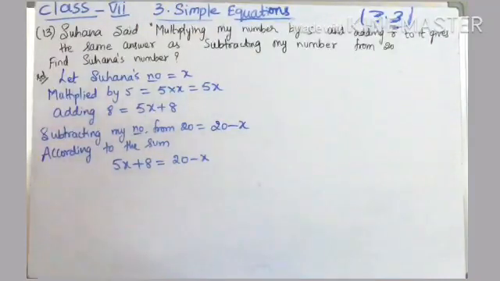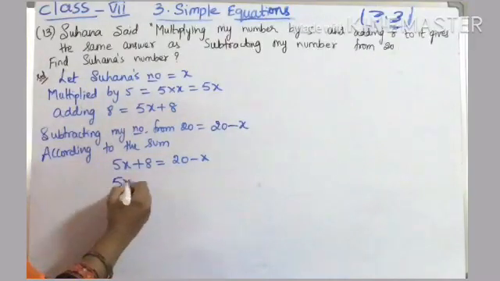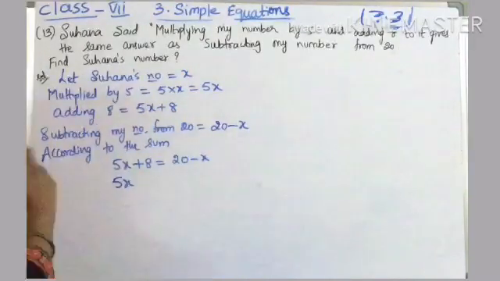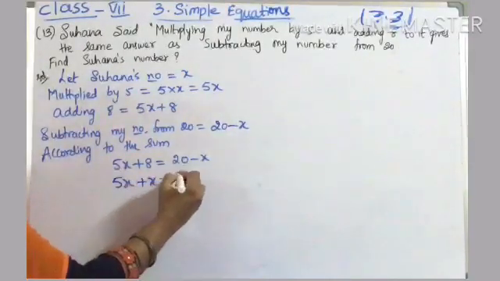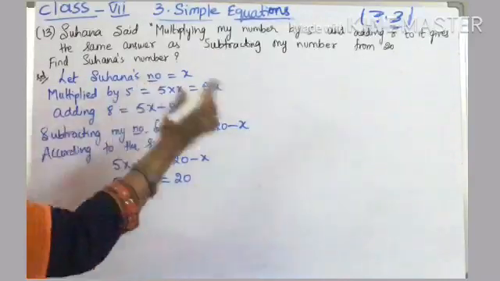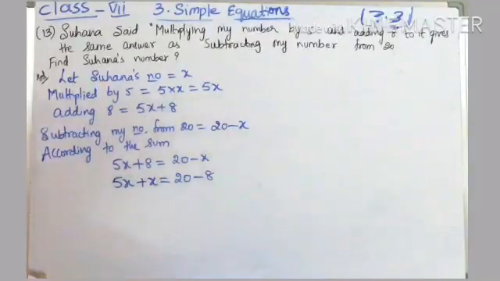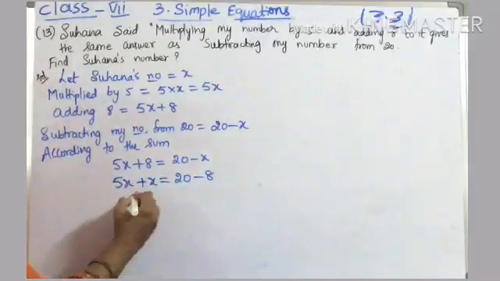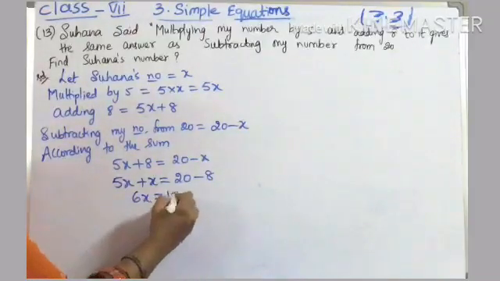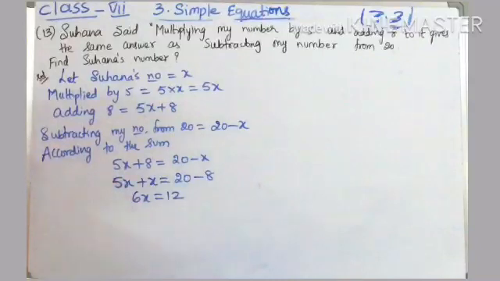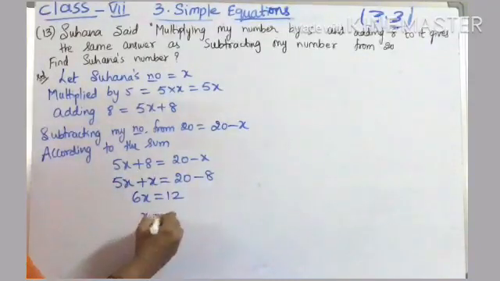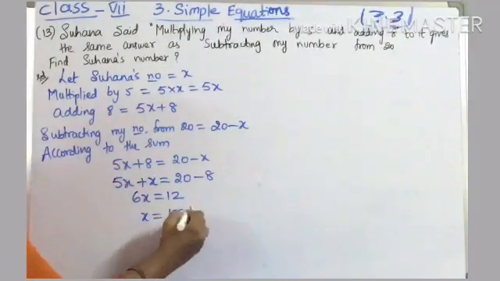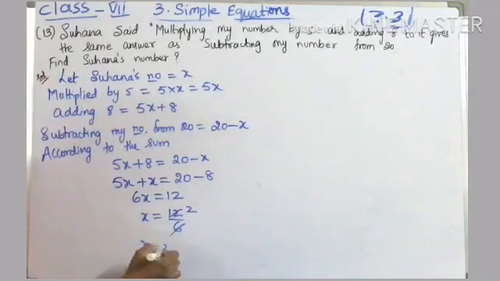Here x is the subject and variable. Here the variable is in both LHS and RHS. Bring variables to one side and the constants to the other side. So 5x, take minus x to LHS, it will become plus x. Here 20 is there. Plus 8 transposed to the other side will become minus 8. So 5x plus x is how much? 6x. 20 minus 8 is 12. So 6x is 6 into x. So x is nothing but 12 by 6. 6 twos are 12. So x equal to 2.